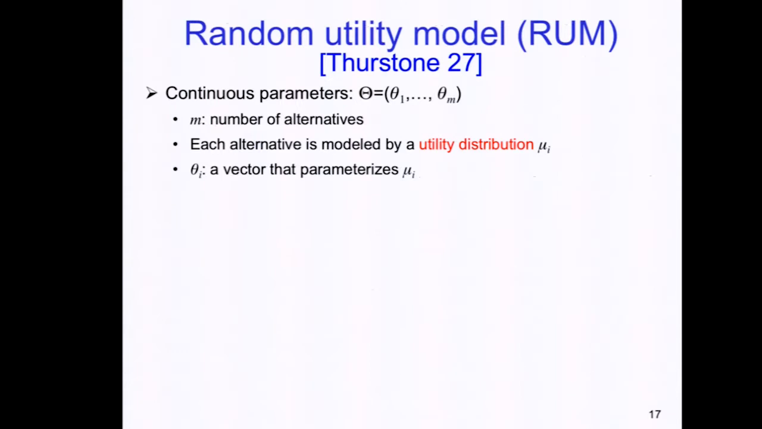Let's say we have m candidates, m alternatives. Each alternative is modeled by a utility distribution. It's not just modeled by a number, even though you can to some extent later on, through parameterization of this distribution, but eventually it's modeled by a utility distribution. So theta i is usually a vector that parameterizes this utility distribution. For example, for a Gaussian distribution, you can parameterize by mean and variance, or just by the mean if you fix the variance. There are different ways of modeling it, which means this is a very general model.